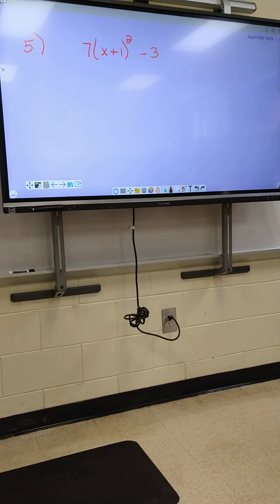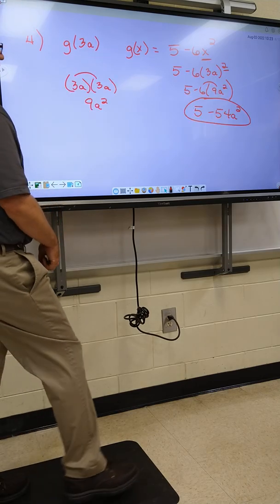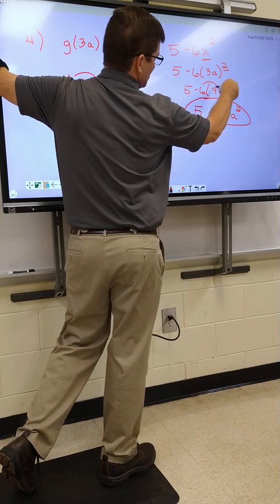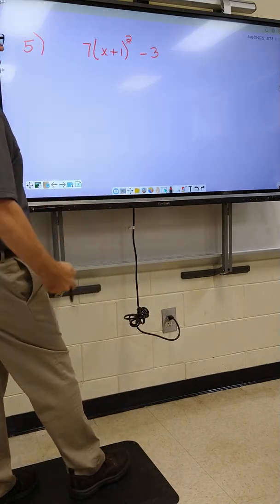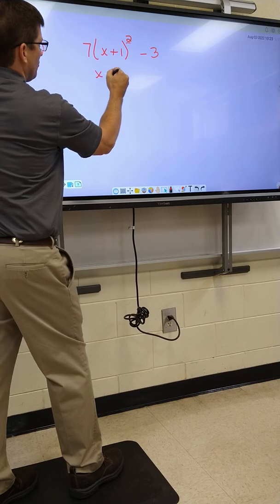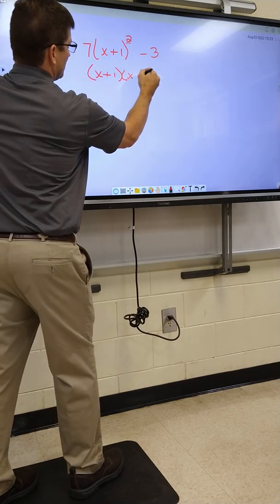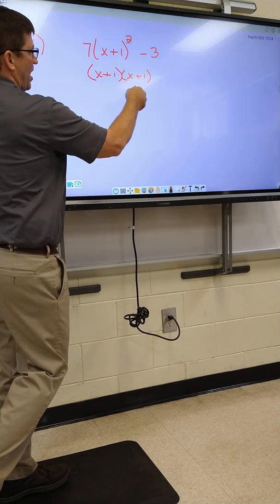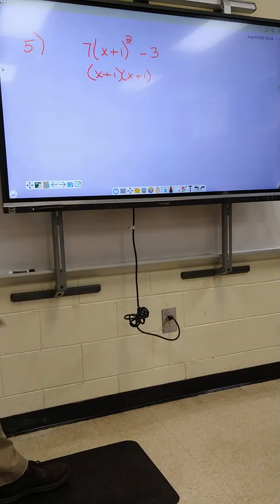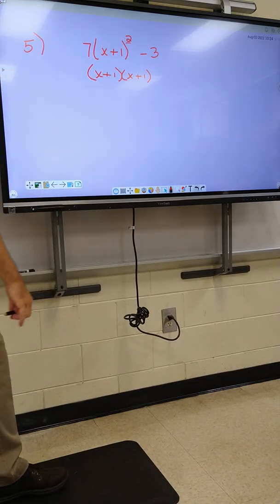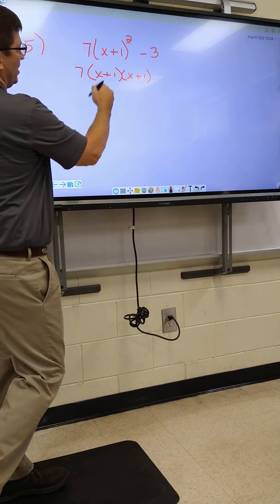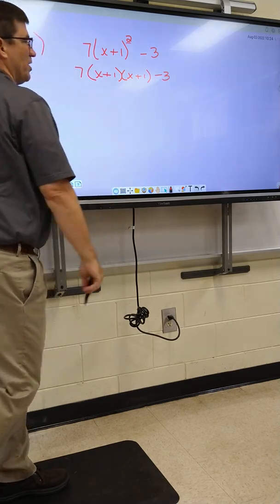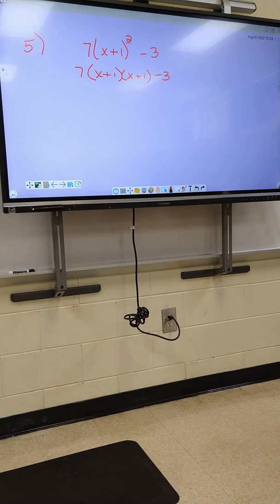Okay, on the last problem, go back and look at 4. What did we do first? We did our exponent. We squared it first. We're going to have to square this one first. That x plus 1 squared, we're going to write that twice. You got to do your exponents first. Now the 7, we're just going to bring it down in front, and the minus 3, we're just going to bring it down in the back. All right, any question on that first step? I'll wait on you.